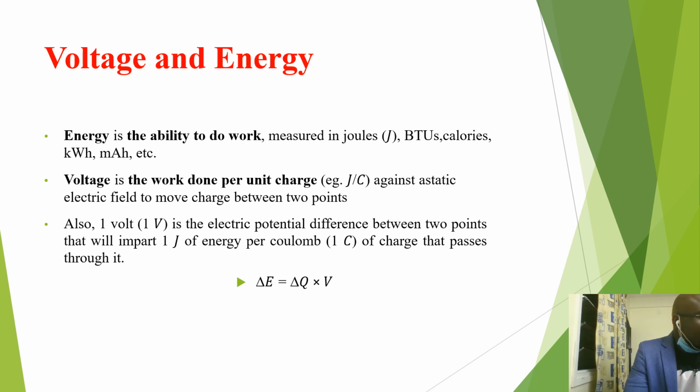On the other hand, what is voltage? Voltage is the work done per unit charge. It is given by joules per coulomb. In other words, it's the work done per unit charge against a static electric field to move charge between 2 points. Also, 1 volt, which is the unit of measuring voltage, is the electric potential difference between 2 points that will impart 1 joule of energy per coulomb of charge that passes through it.